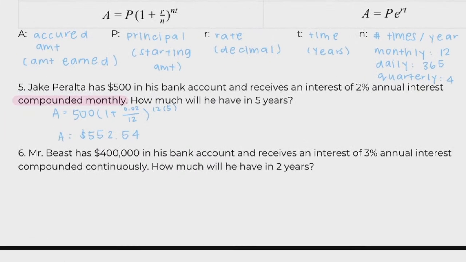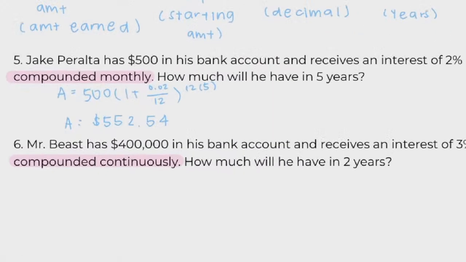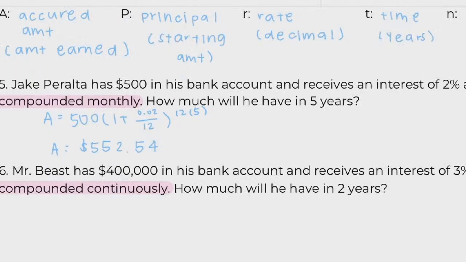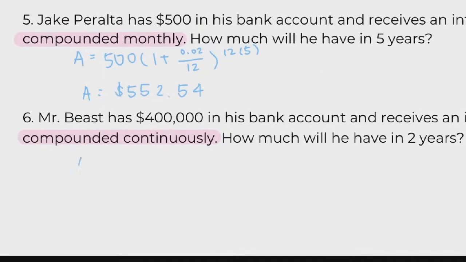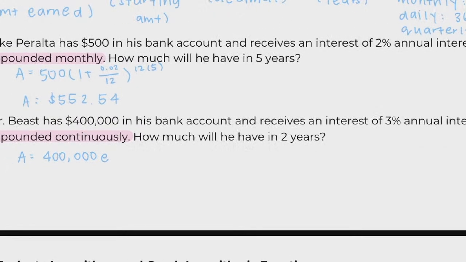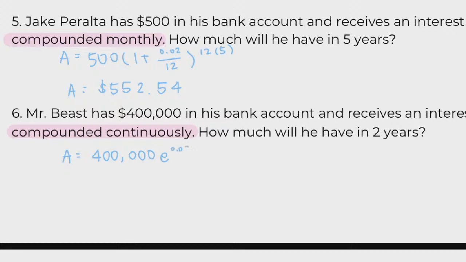Number 6, Mr. Beast has $400,000 in his bank account and receives an interest of 3% annual interest compounded continuously. So this tells us that we're using the second equation. How much will he have in 2 years? So his starting amount is $400,000. His rate is 3%, so that's going to be 0.03, and the number of years is 2.